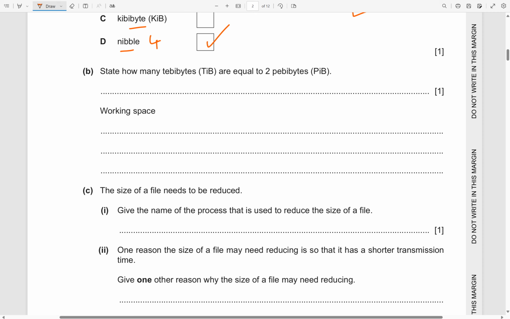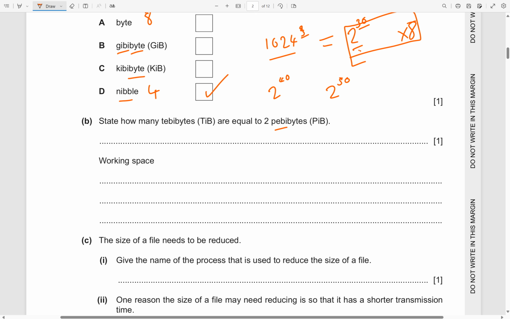Okay, and that's what we have to do here. We want to state how many tebibytes, TiB, are equal to 2 pebibytes. We said gibi was 2 to the power of 30, therefore tebi is 2 to the power of 40, and pebi is the next one, 2 to the power of 50. However, we can also write this in terms of 1024. Let's start from bytes: 1024 bytes is equal to 1 kibibyte.